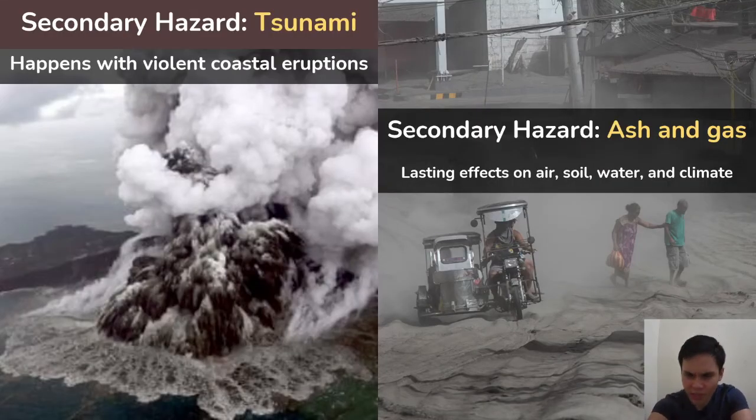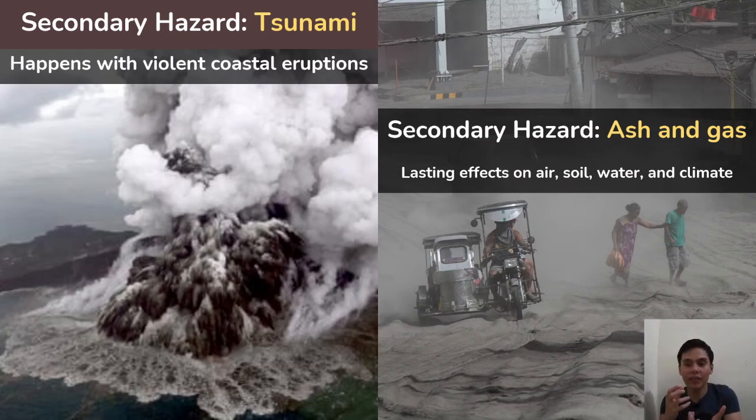Now, there are also secondary hazards. These are not always seen with volcanoes, and they're considered secondary because their effects are more long-lasting rather than immediate and severe. So one is the tsunami, volcanic tsunami, which only happens with violent coastal eruptions. So eruptions in the middle of the mainland will not cause a volcanic tsunami.